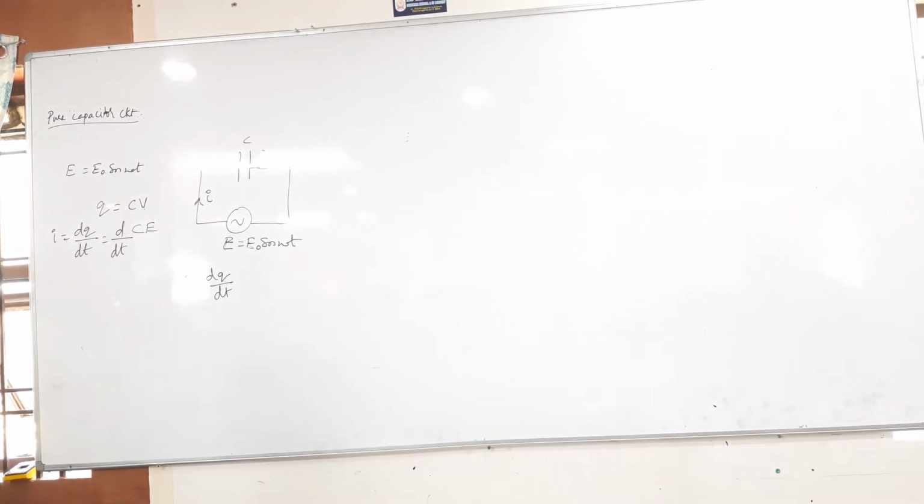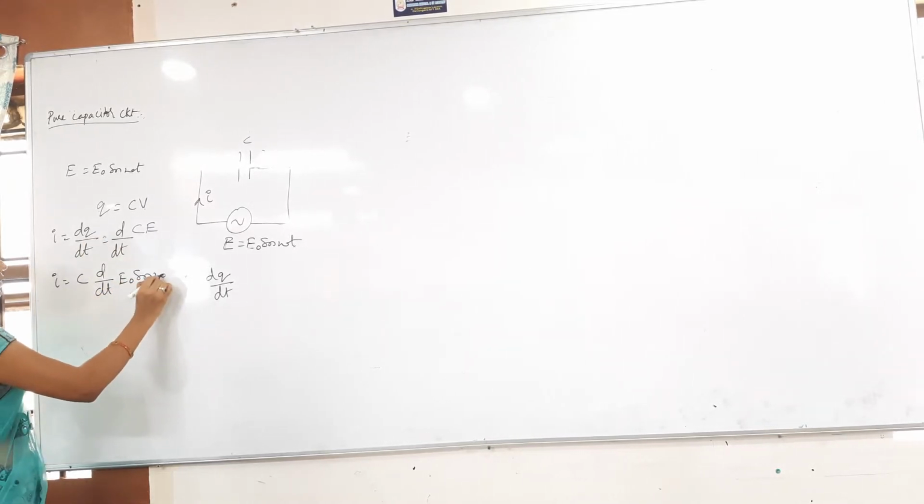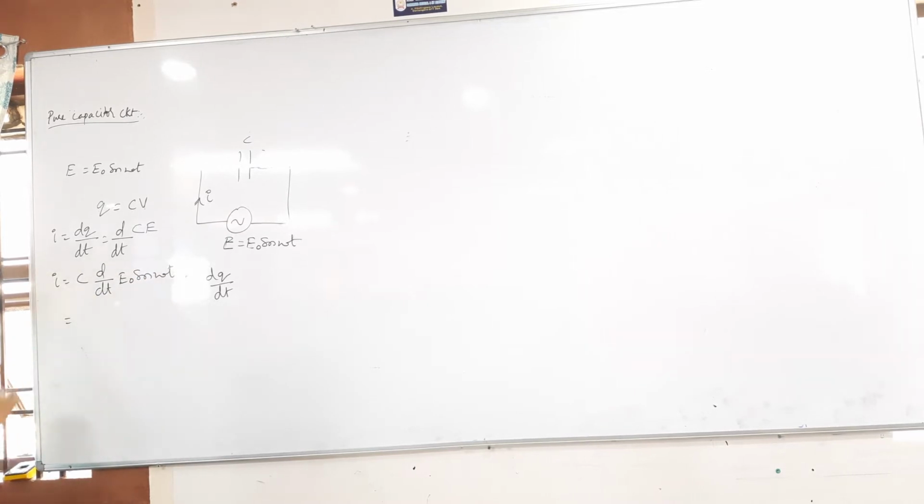You just forget about the electric field. E is not the electric field and E is not the energy here. E is the voltage here, the EMF. So d by dt of C into E. Then C I will take out. I is equal to C times d by dt of voltage, which is E naught sin omega t. E naught will come outside. E naught into C into d by dt of sin omega t.